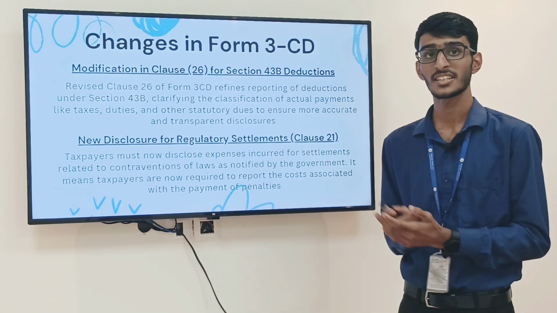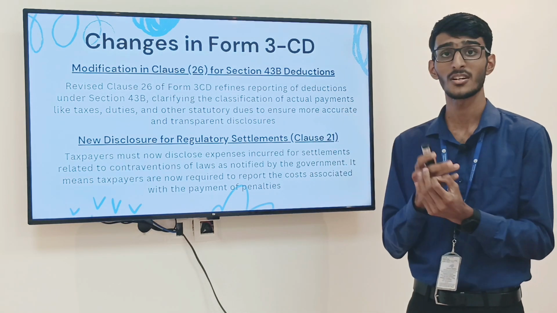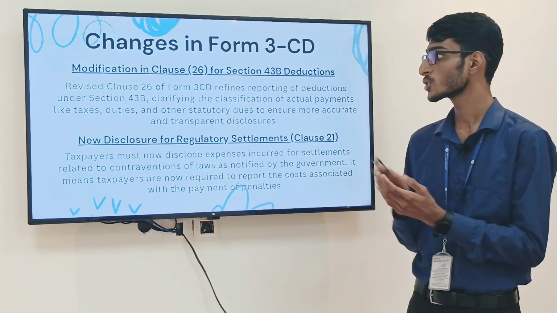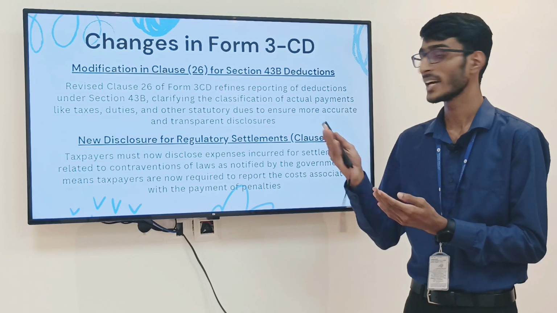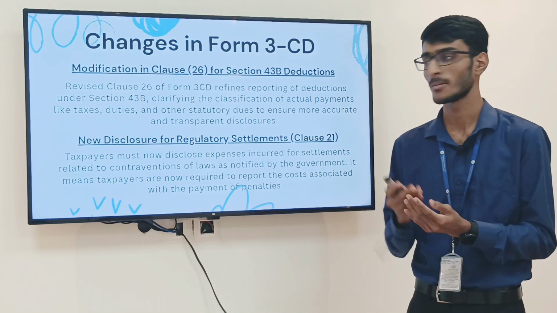The next one is the modification in clause 26. Clause 26 talks about section 43B, which deals with deductible expenses. Now there needs to be a proper classification as taxes, duties, and other statutory dues to ensure more accurate tax compliance.